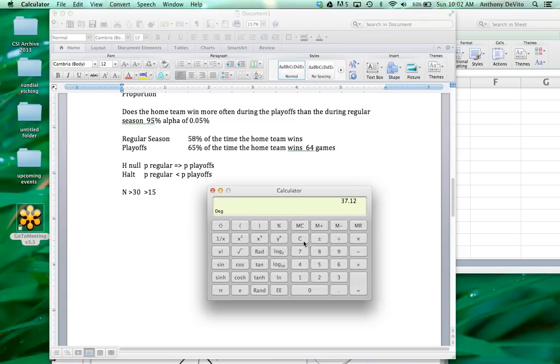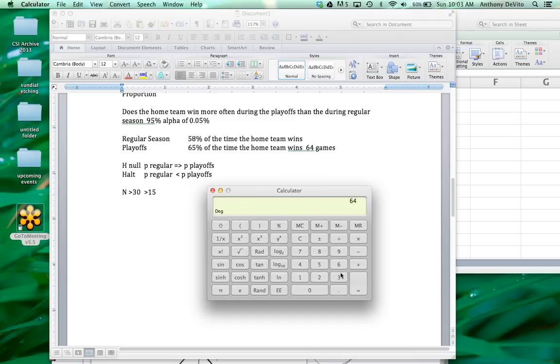How about on the 65%? 65% of 64 games, clear. Actually, I didn't even have to do the regular season. I only had to do the playoffs because the regular season is just a known p-value, right? The playoffs are the ones that's really the sample of 64. So I just sort of started with that. 64 games. 65% of those were wins, times 0.65.